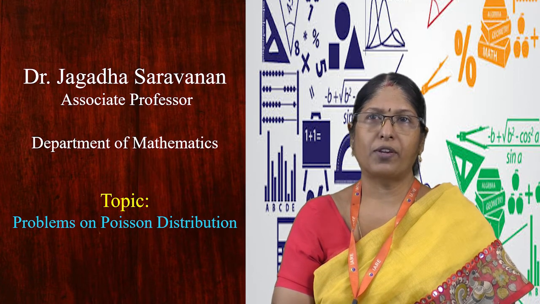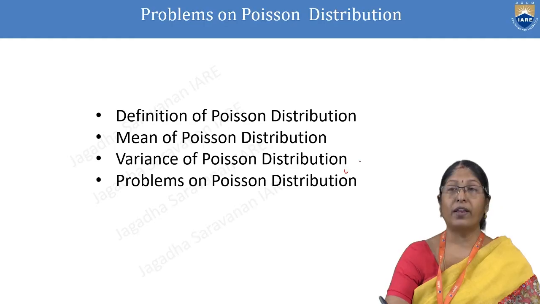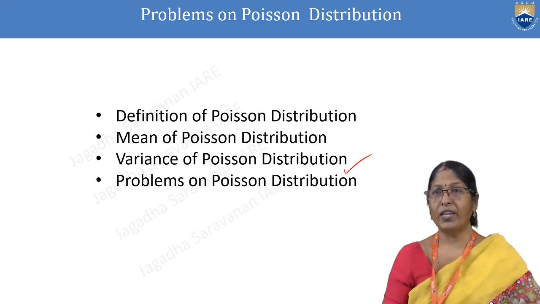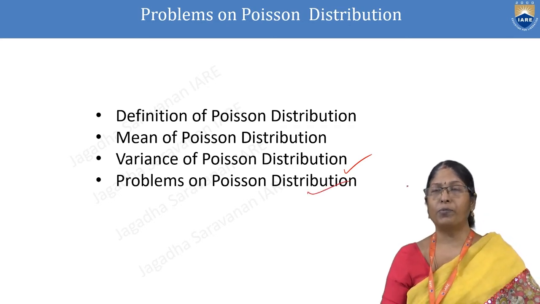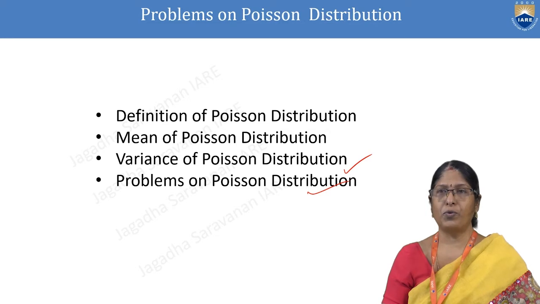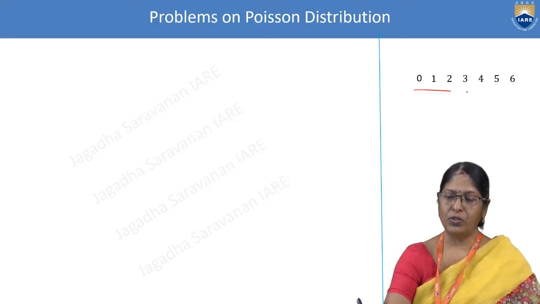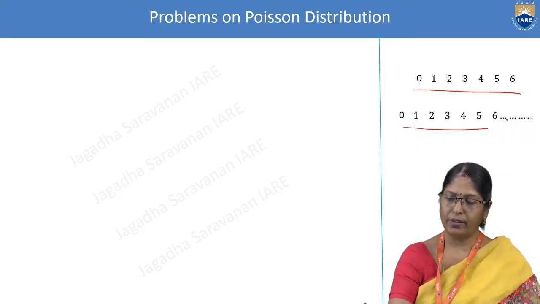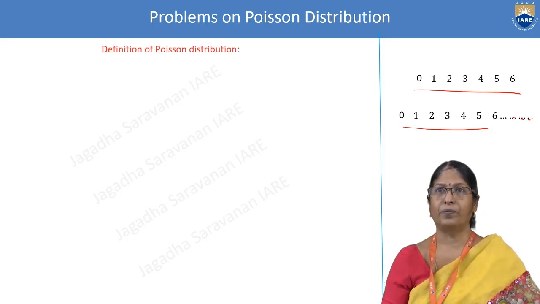The topic for discussion is problems on Poisson distribution. This lecture includes the definition of Poisson distribution, mean of Poisson distribution, variance of Poisson distribution, and we are going to solve problems using the Poisson distribution formula. Here we are noticing 0 to 6, and it goes on up to infinity.